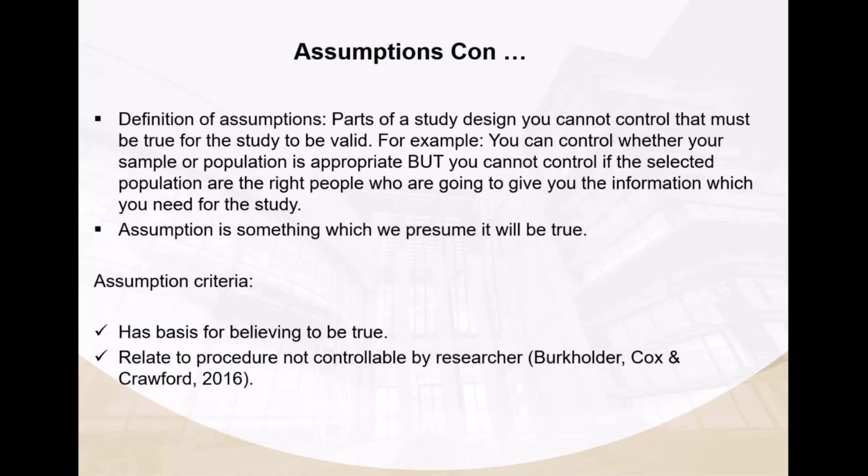I think here it's just a definition of assumptions, where it says parts of a study design you cannot control that must be true for the study to be valid. For example, you can control whether your sample or population is appropriate, but you cannot control if the selected population are the right people who are going to give you the information which you need for this study. I think the last colleague on the chat said, what will happen if the data you collected from the pilot study is more usable than the one which you have collected for your actual participants? Then it comes, and when you look at the assumptions, it also relates to the assumptions. For example, if you do a pilot study, it should not be an assumption to say that when you roll out your entire questionnaire to real participants, you are going to get the same results, right?